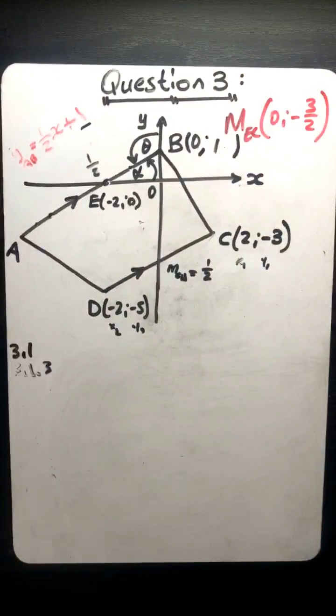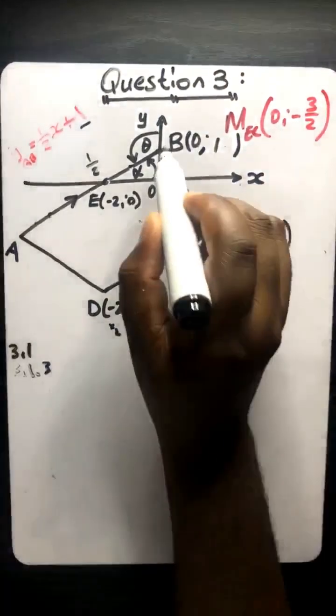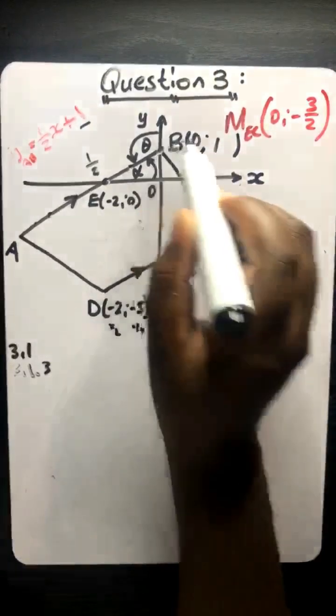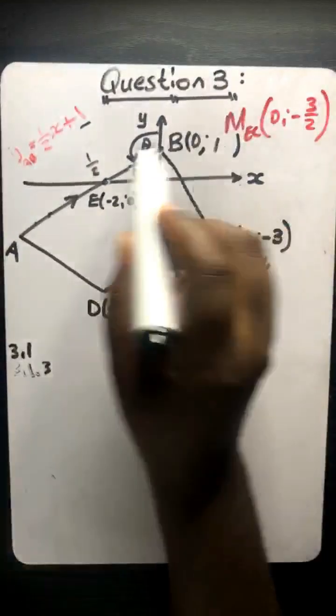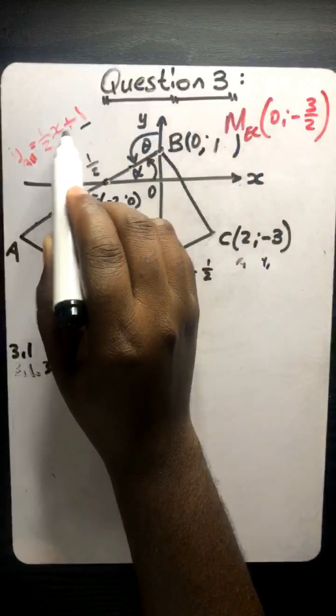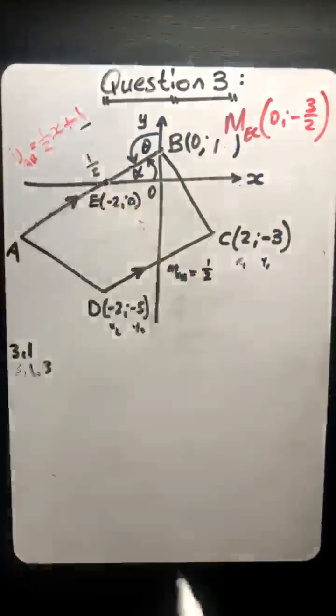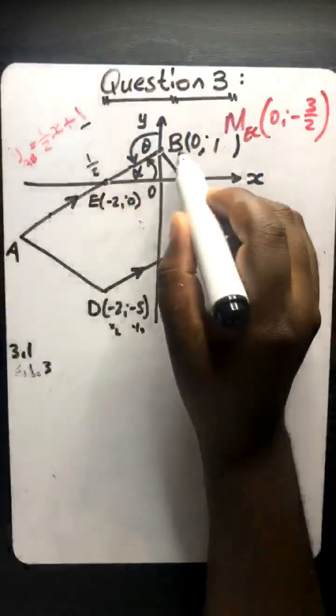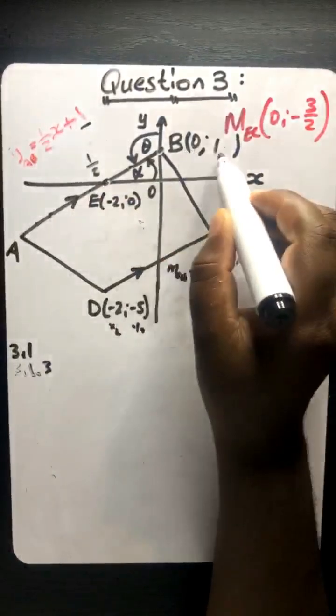Or otherwise, what you can do, since you know that at B we already have 0 there, you can still substitute it there, and all of that is going to give you 1. So that means B has the coordinates 0 and 1.